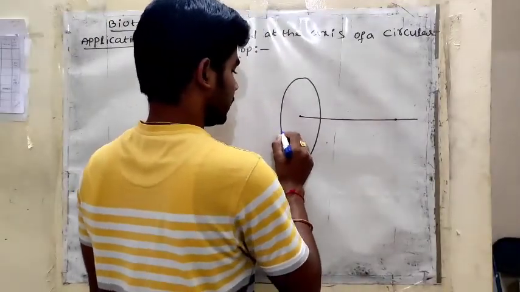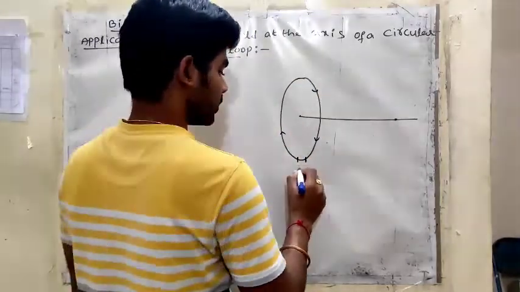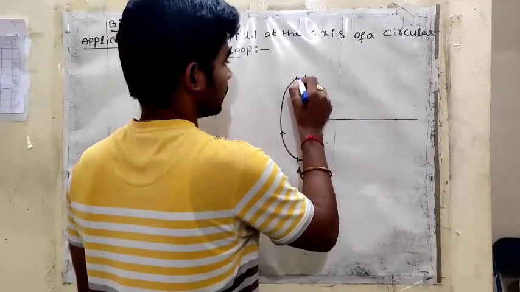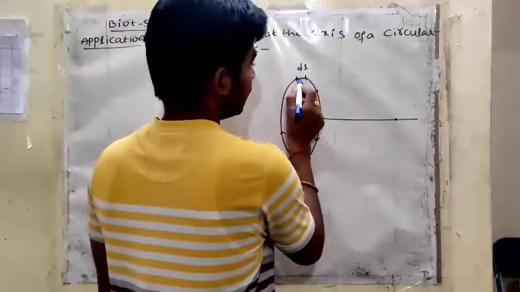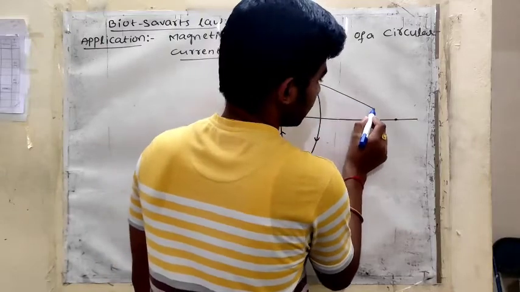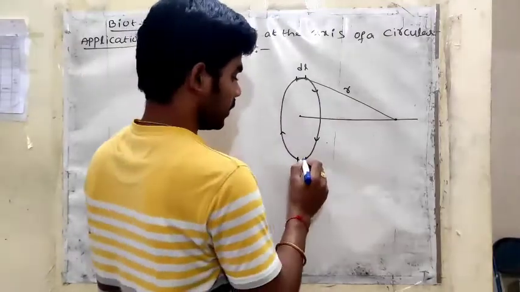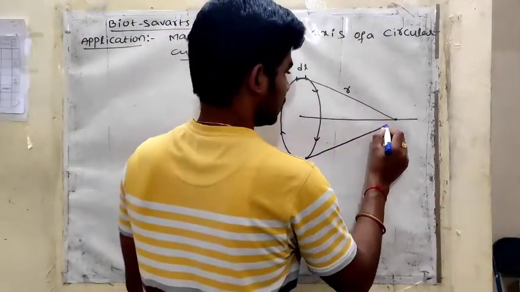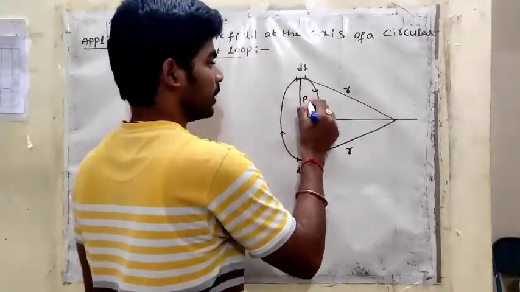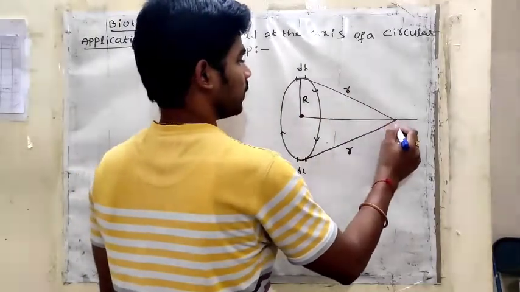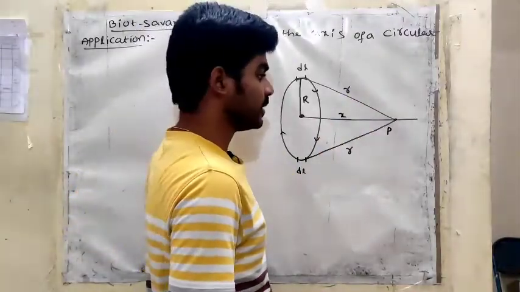Just as before, I imagine two elemental lengths dl. This is a dl, and here also I am taking a very small elemental length dl. The distance from this dl elemental length to where I am calculating the magnetic field is r. From the other one also, the distance is r. This circular loop radius is capital R. The distance from the center point to point P is X.